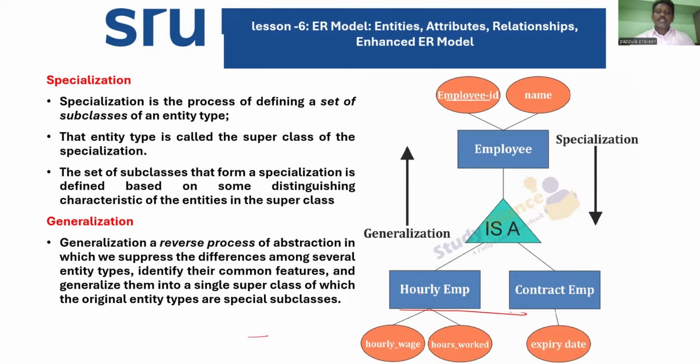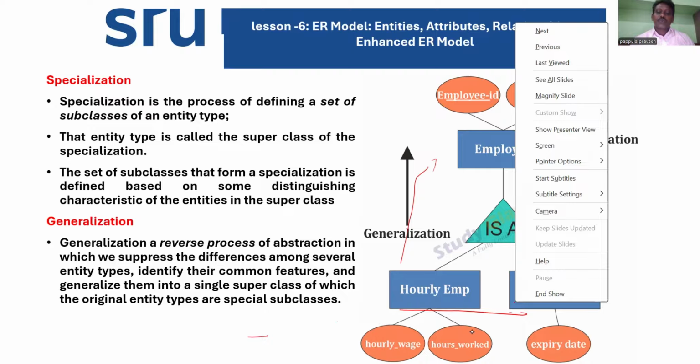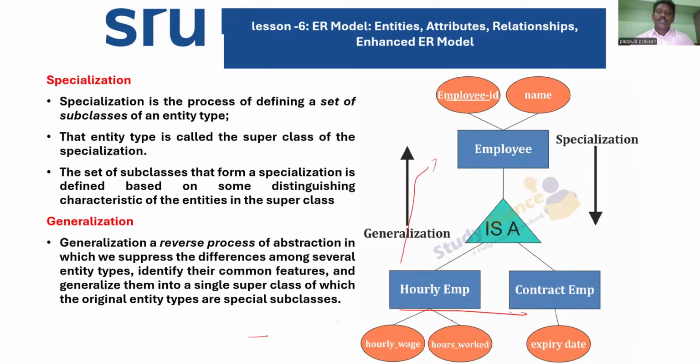So now based on these two classes, we have to create a new class. Here, what are the attributes? Four attributes are there. Here, what are the attributes? We have three attributes. Now, common attributes. What are the common attributes of these two classes or these two entities? Employee ID, employee name. So we extract these two attributes and create a new class that is called the superclass.